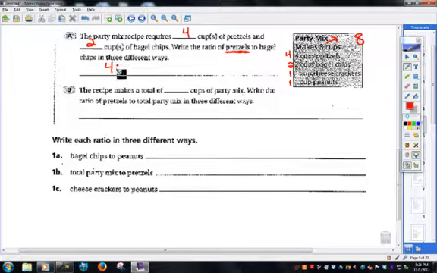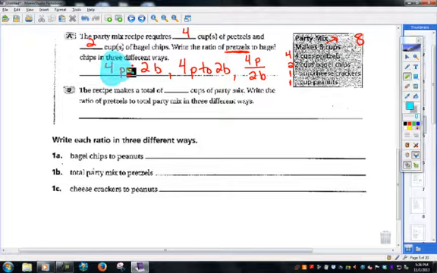So 4 colon, actually, you know what, let's put our units in there. 4, and you can put P for pretzel, colon, 2B for bagel chips. And then we could also write it as 4P to 2 bagel chips. Or we could do my favorite, which is 4P over 2B. It all says the exact same thing. Every one of them lists 4 pretzels as the first part of the ratio. The numerator, if you want to call it that, the number on the top of the ratio is your first part of the ratio.